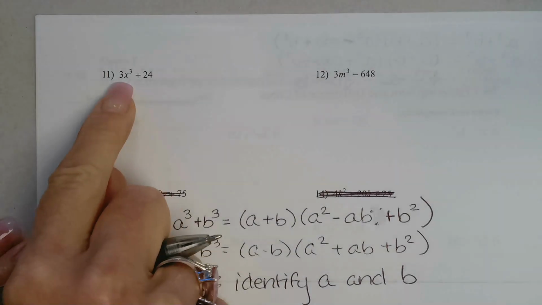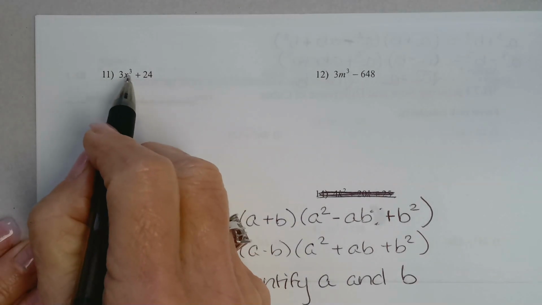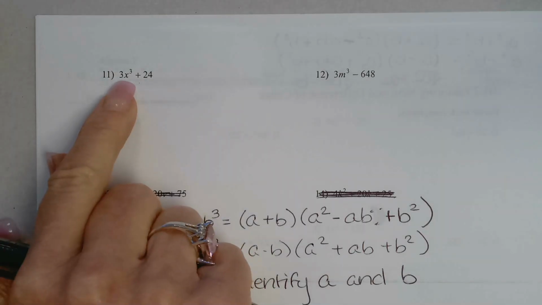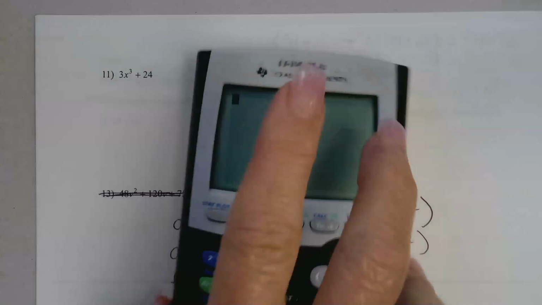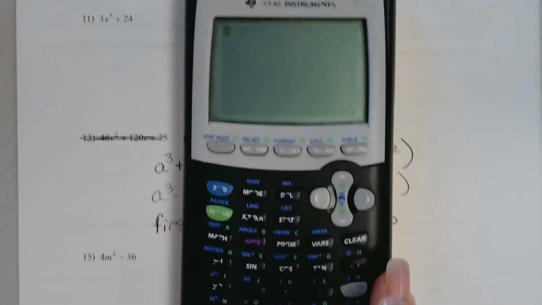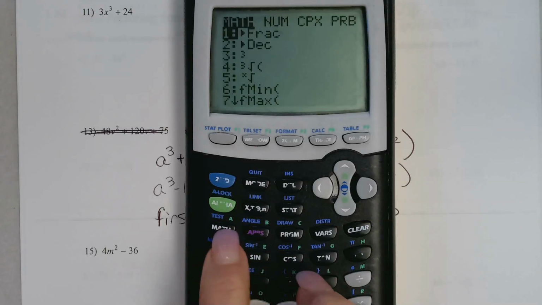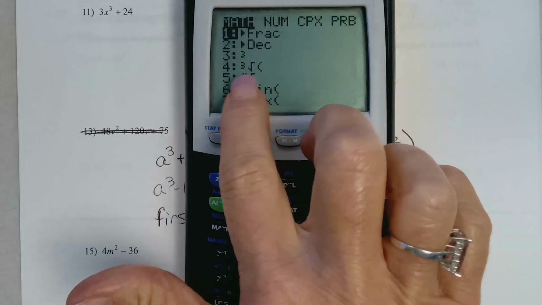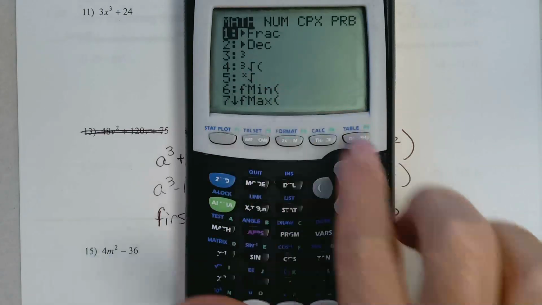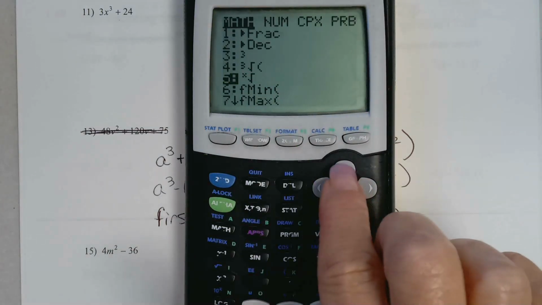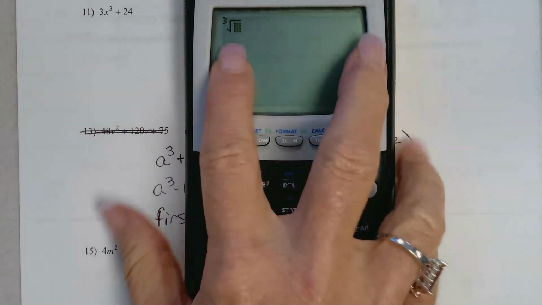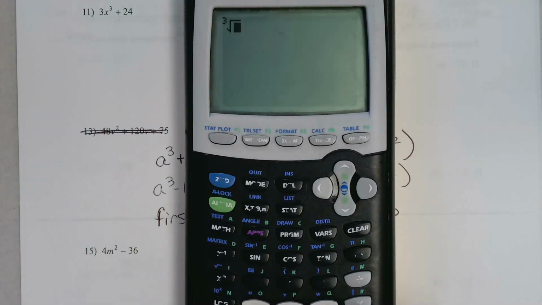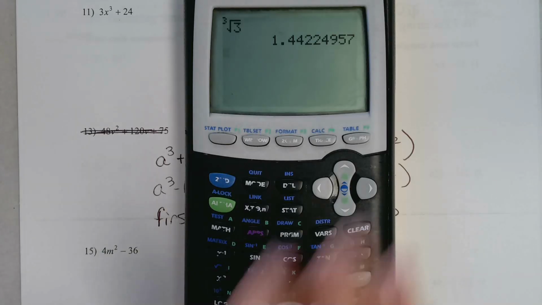So right here, this is my first term, 3x to the third plus 24. Well, 3 is not a perfect cube. Okay? If we were to take our calculator, and this is where you find your cube root, hit your math button right below the green alpha key. If you look at number 4, you can either hit the number 4 or arrow down to the cube root, hit enter, and it will automatically put it in your calculator for you. If you were to type in 3, you would get an irrational number. It is not a perfect cube.